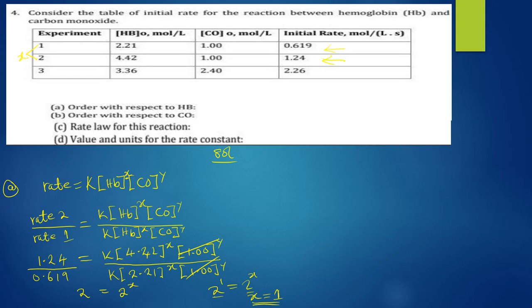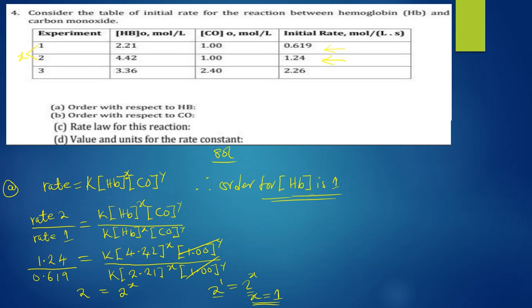So the order with respect to this hemoglobin concentration is what? 1. So therefore you can say order for hemoglobin is equal to what? Is 1. So that's your answer. That's your answer for the first part.